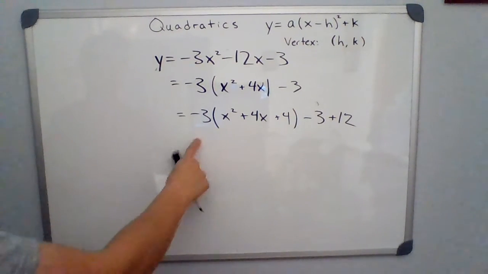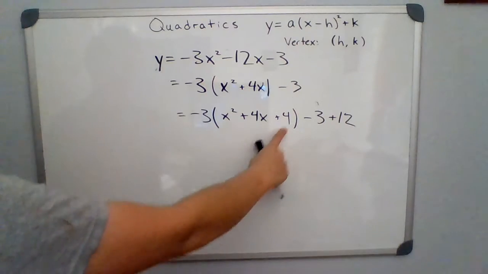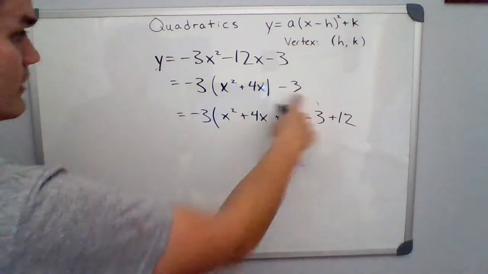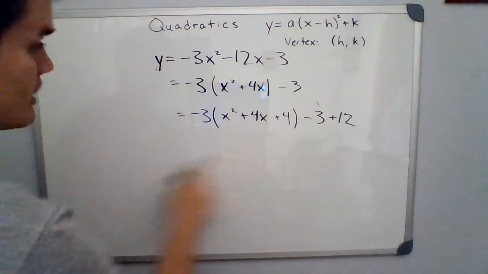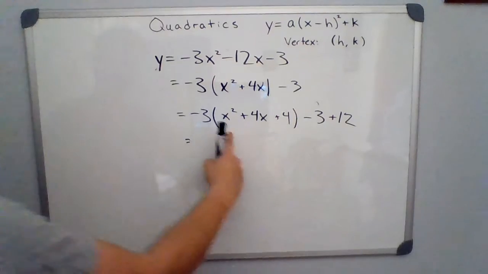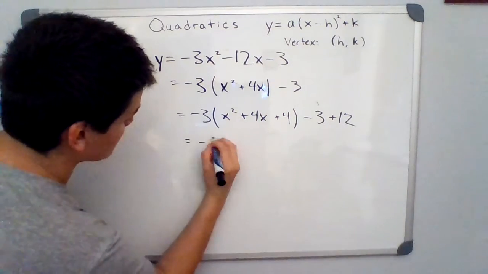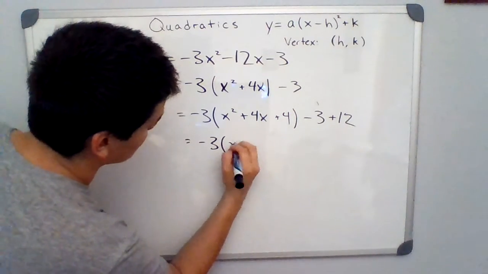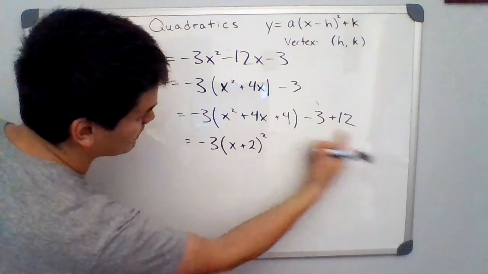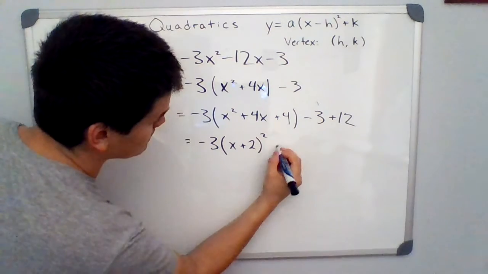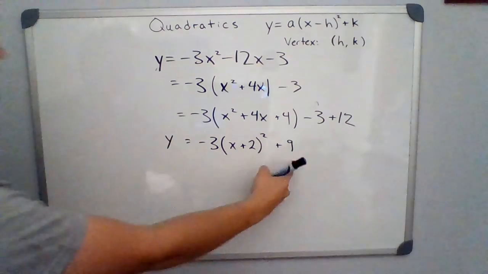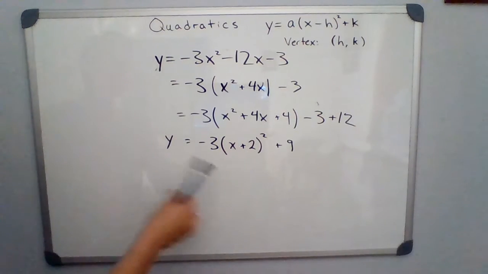So I have the -3 factor here, and I'm adding 4 on the inside. To keep this whole line equal with the previous line, I'll have to do the opposite of what I did on the inside of the parentheses. And then I can contract this here. I'll have -3 times (x plus 2) squared, and then -3 plus 12 is going to be plus 9. Alright, so this is the form I was looking to get it in, completing the square.